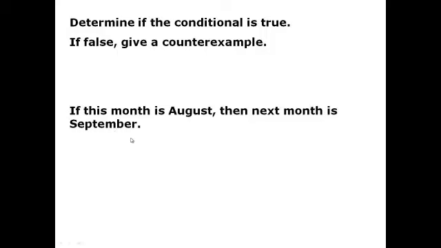Now, let's think about this. If this month is August, then next month is September. Now, this month is not August. Does it matter if next month is September? No. It's still a true conditional statement. If this month was August, next month would be September. That's true. So this is a true conditional statement.